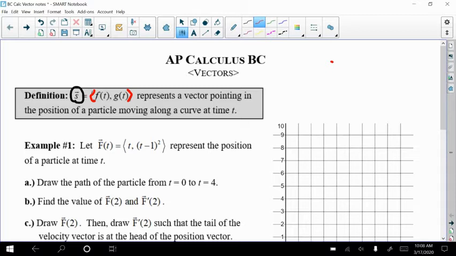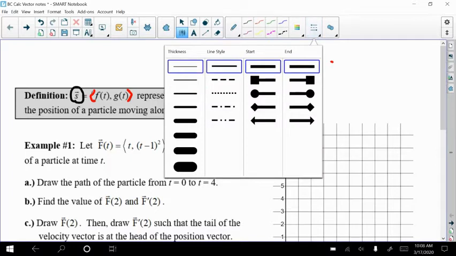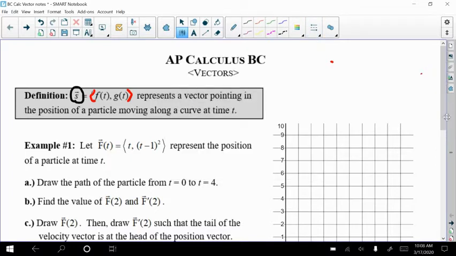Okay, so our first example says let f be a vector valued function, and here are the two components. And it represents the position of the particle at any time t. It says draw the path of the particle from t equals 0 to t equals 4. So I think it might also be useful to just kind of keep track of what's happening at, not just 0 and 4, but all of those values.